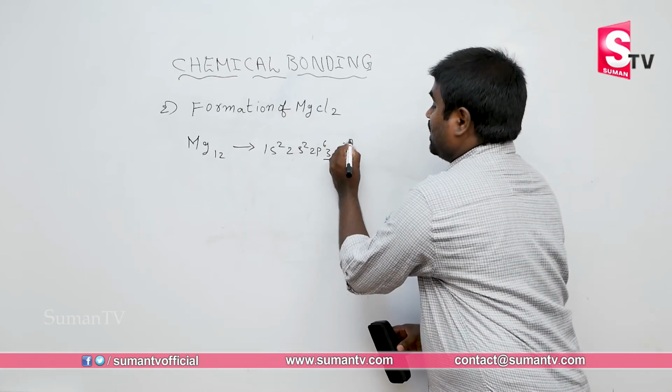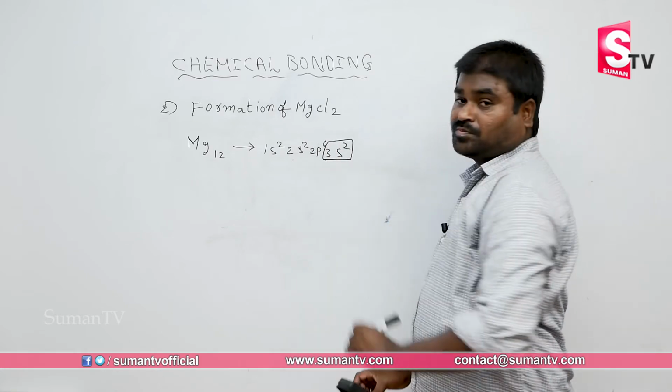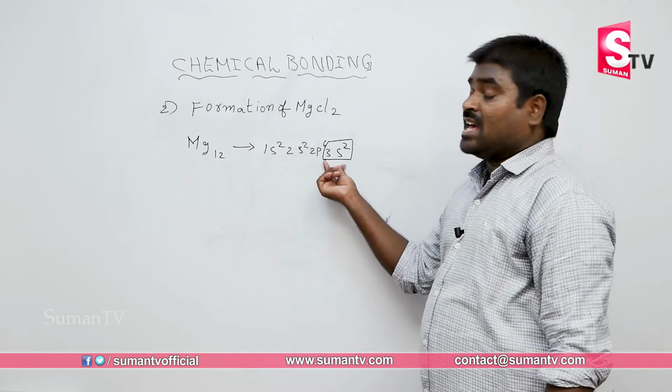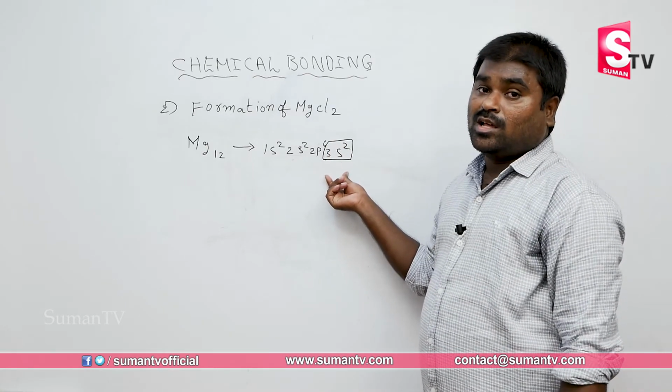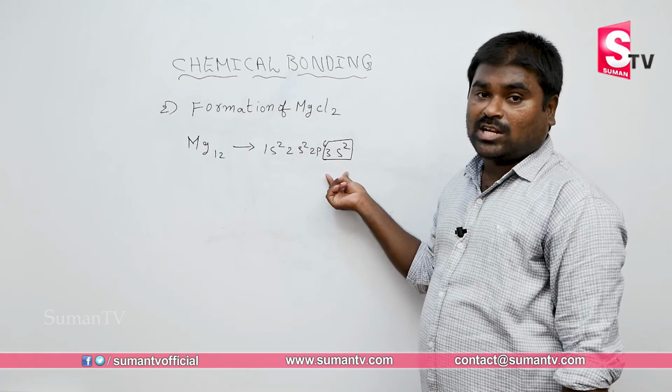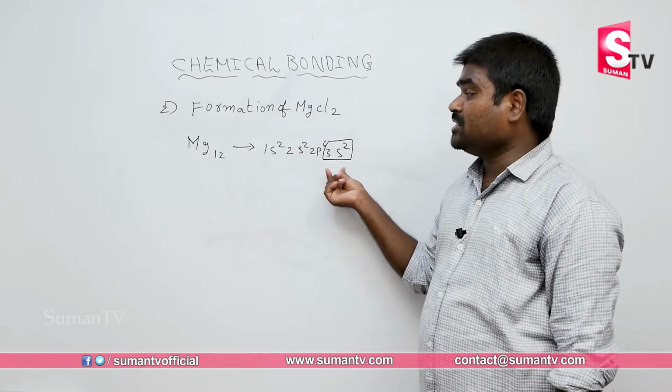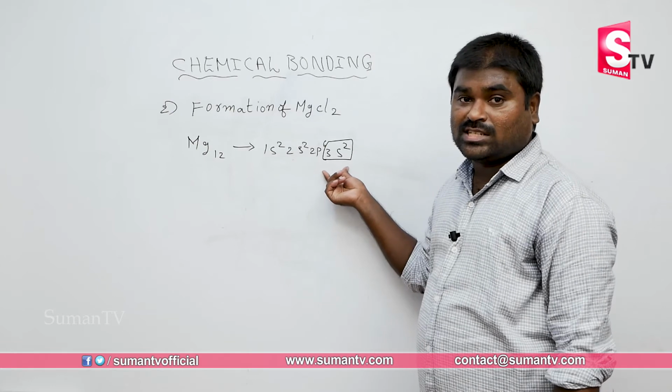The valence shell here is 3s2. This one is the valence shell. Inside, how many electrons are there, children? 2 electrons. Those we call valence electrons. In magnesium, children, 2 valence electrons are there.